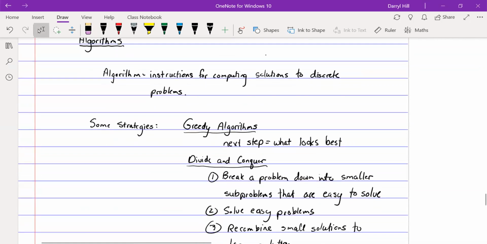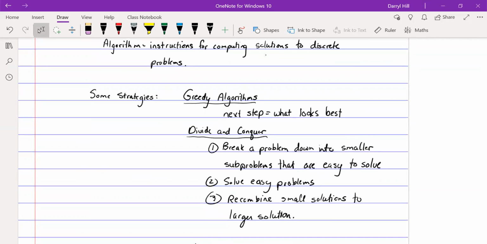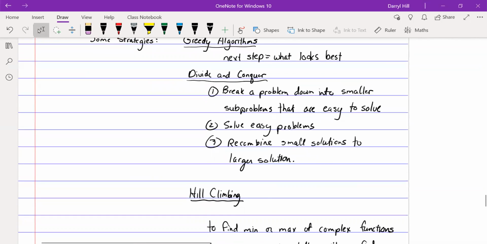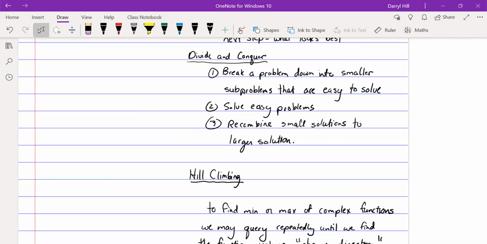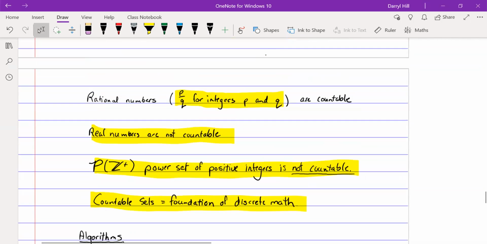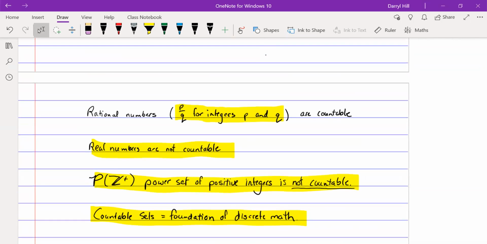Okay, and algorithms, this is not going to be on the final, but greedy algorithms, divide and conquer, and hill climbing. Hopefully you're slightly familiar with that stuff. All right, so any questions before we move on to the practice final?